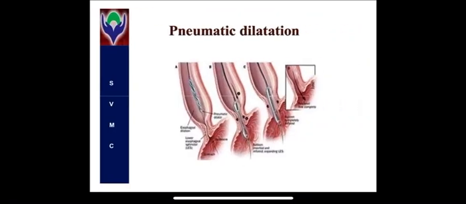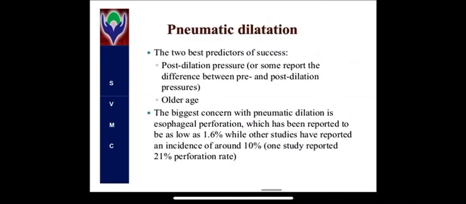The balloon is placed at the level of the lower esophageal sphincter, both endoscopically and fluoroscopically, and the pressure inside the balloon is increased to about 5 to 7 pascals, and then it is maintained for about 3 to 4 minutes. The patient is observed for about 6 hours post procedure and then later discharged.